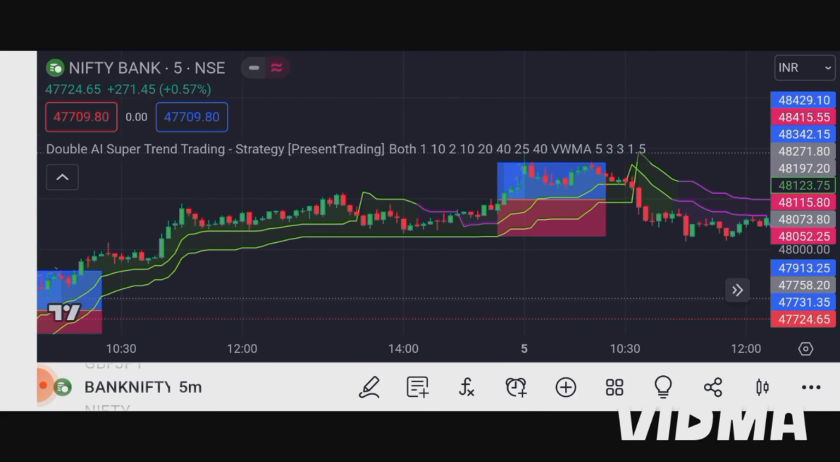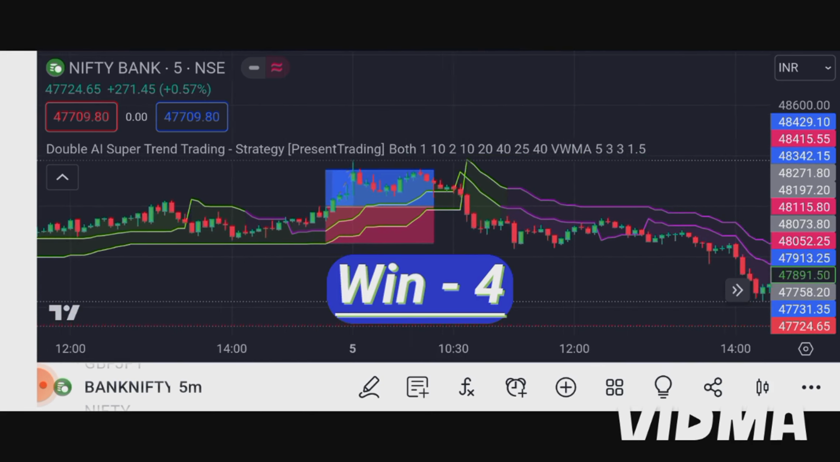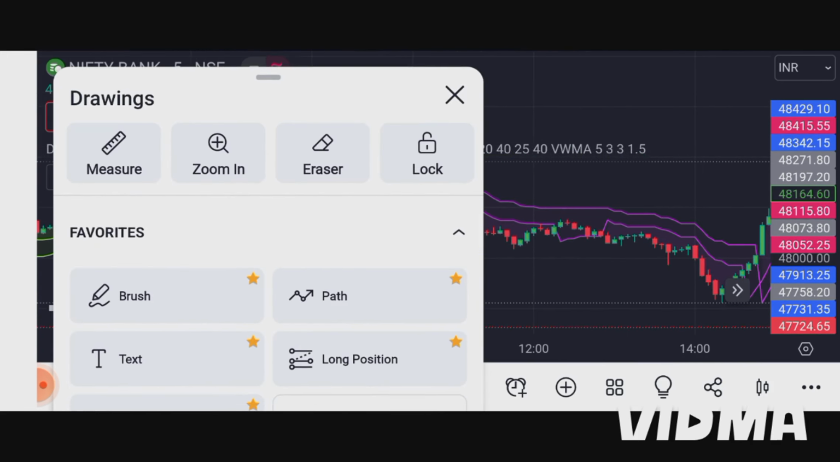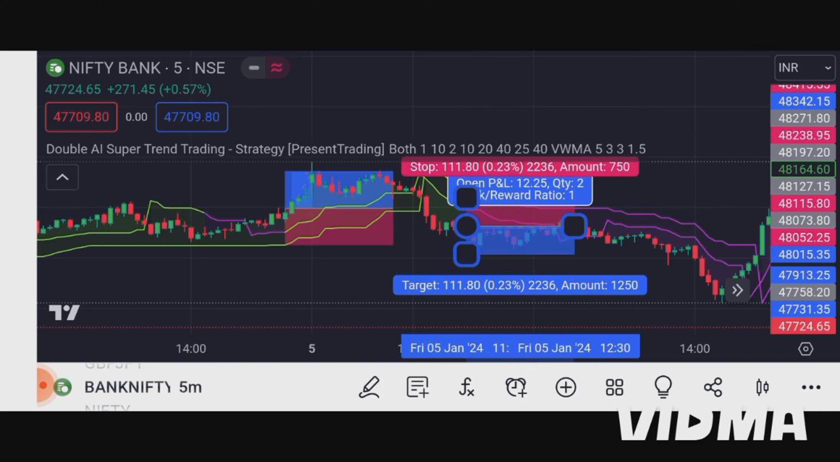Now if you check, that target is done, again we wait until the color changes to purple. Both super trend lines changed to purple, so we go for a sell trade, because one purple line and the second is also here, so both are purple, so we go for a sell trade below this line.